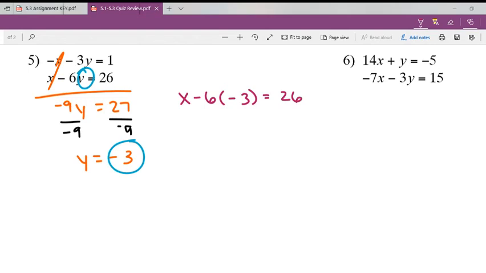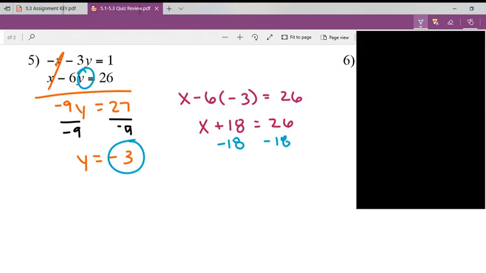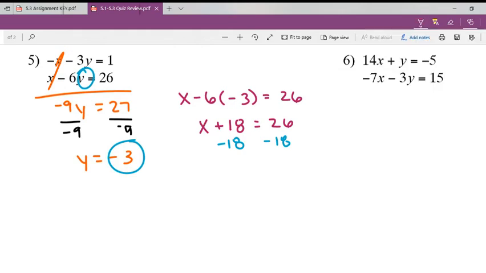So then I'm going to simplify. Negative 6 times negative 3 is positive 18. So x plus positive 18 equals 26. And then you can either do your 2 columns, or the only thing we got to move over is that 18. So you could also just subtract 18 from both sides. And you have x equals 8.